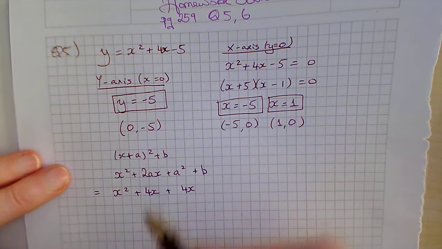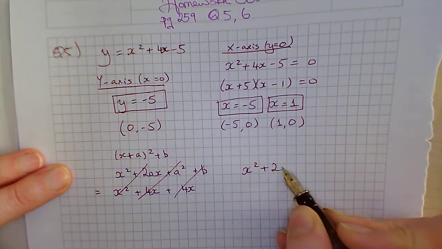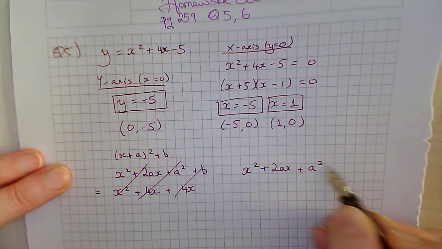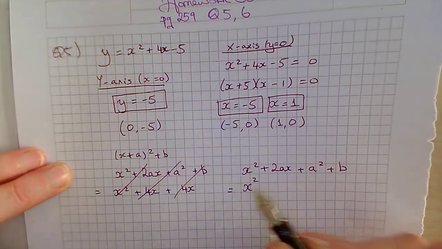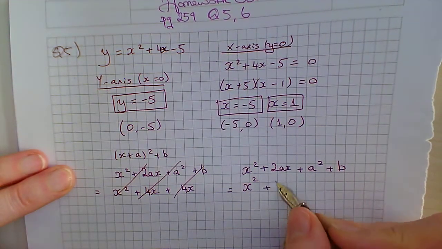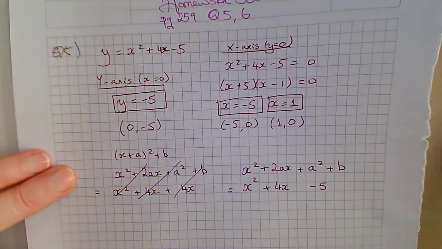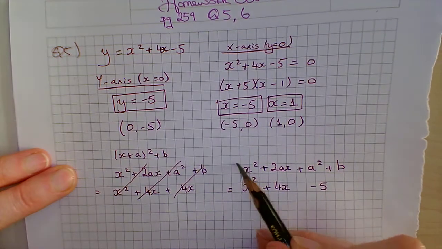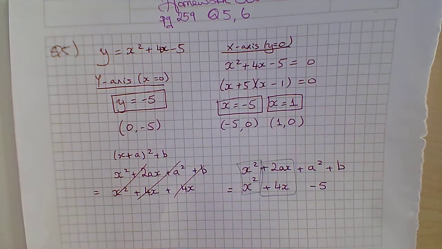You know what, I'm just going to write this out again. I can't find my Tipex. So that's x squared plus 2ax plus a squared plus b, and that's equal to the original function that I have up here, x squared plus 4x minus 5. And I have this lined up nicely now. I can see that the x squareds are the same. And next I look at the x terms.